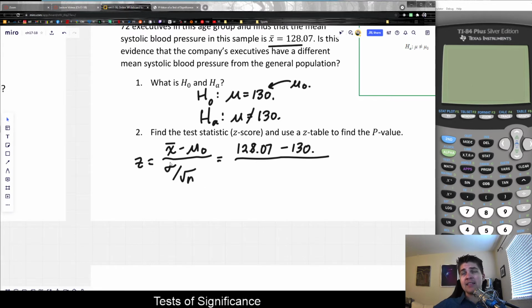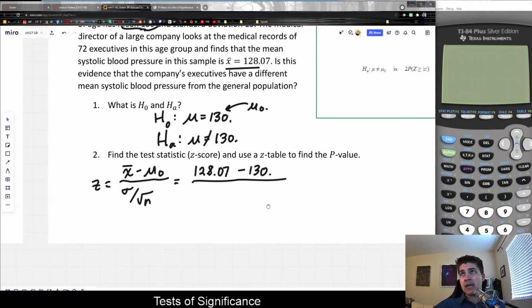But we take the standard deviation of the population and divide it by our sample size, because the larger our sample, the less variation we will have from the actual mean. In this particular case, the standard deviation of the systolic blood pressure from the actual population was 15. Then dividing by the square root of our sample size, which is 72, this will give us our test statistic for the significance test.